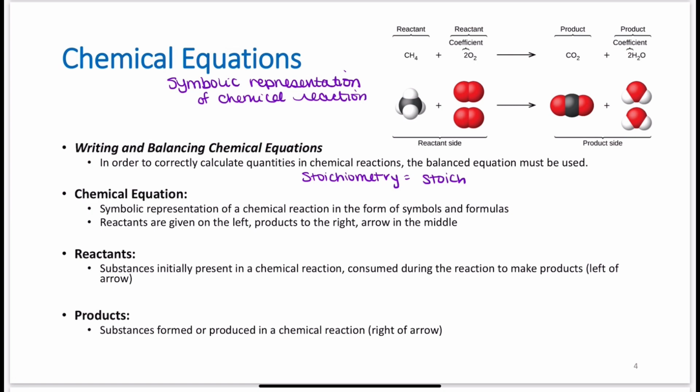The equation itself, again, is a symbolic representation of a chemical reaction. So we will often use reaction and equation interchangeably. The reaction is technically what's actually happening, what the molecules, the ions, and the particles themselves are doing. The equation is how we are representing it on paper. It's in the form of symbols and formulas, with reactants provided on the left, products on the right, and an arrow in the middle. We see here our reactant side, our product side, and an arrow in the middle.